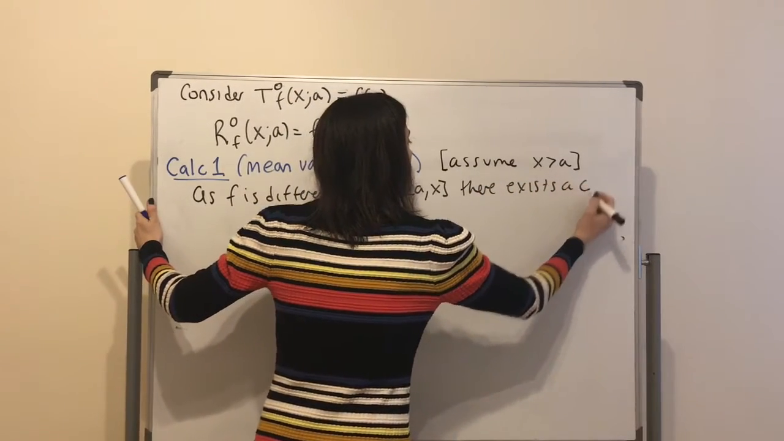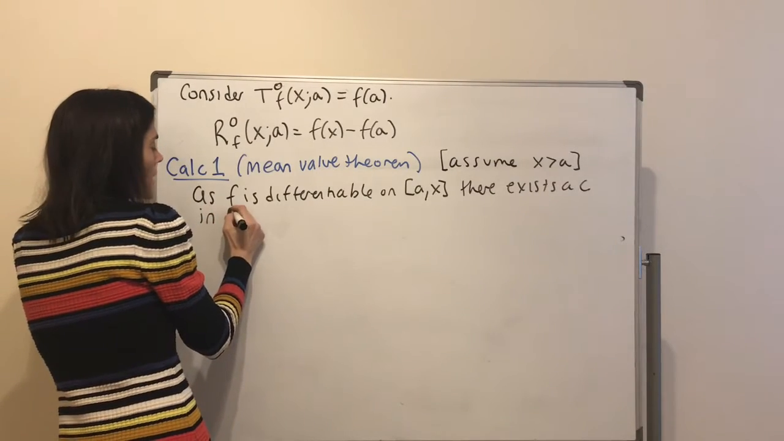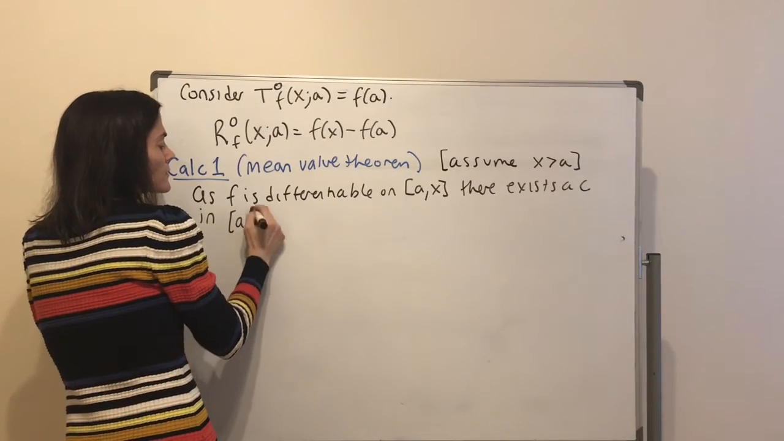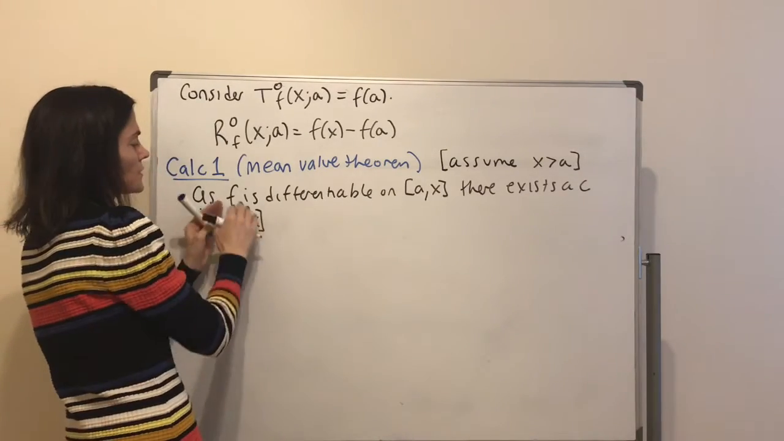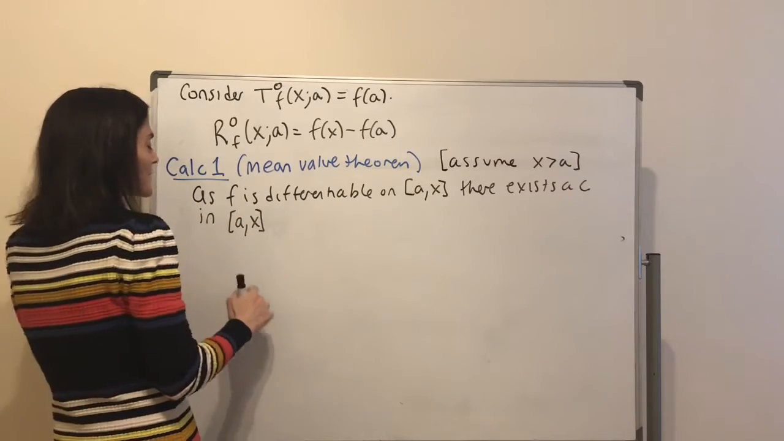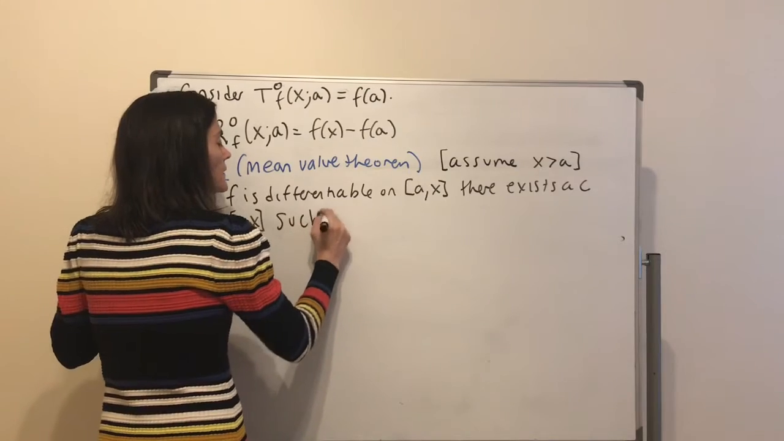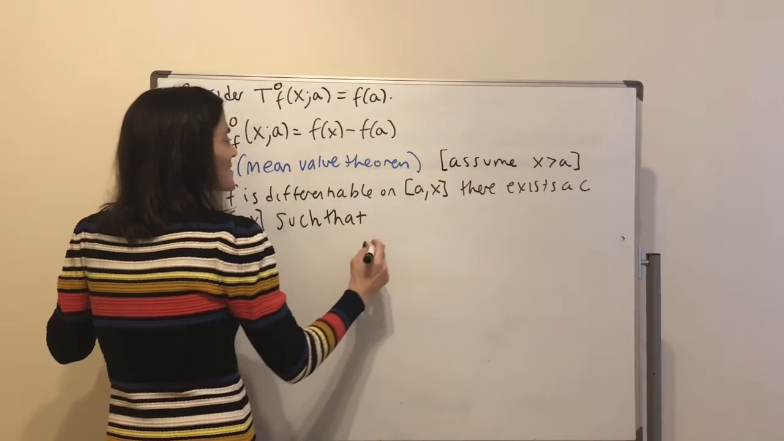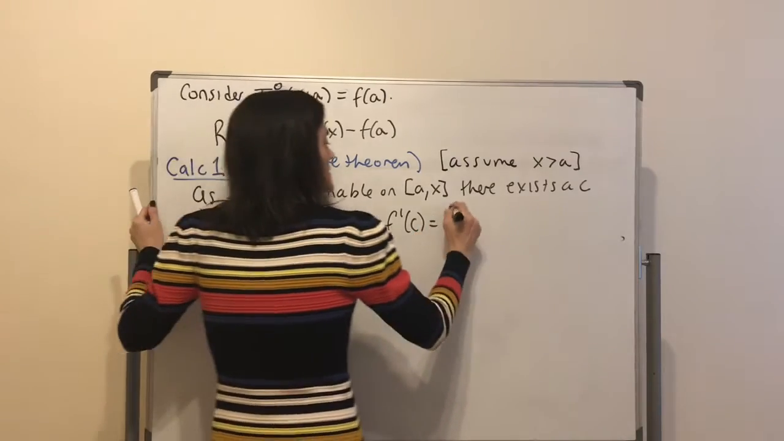a c in, it says something about the open interval, but I'll put the closed interval. It's fine, because in particular, if you are in the open interval, then you are in the closed interval. So it's fine to state it this way. There's a c in here such that, what does mean value theorem say?